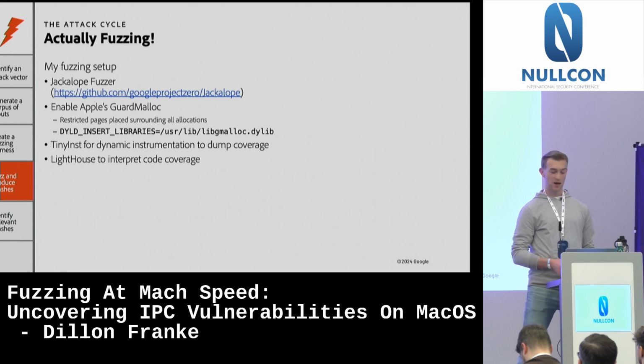I also enabled Apple's guard malloc, which is a way to restrict pages by placing kind of canaries around all memory allocations so we can see more easily if memory corruption is occurring. Then using TinyInst for dynamic instrumentation on the process that we're fuzzing to dump that code coverage information, and then Lighthouse to interpret code coverage.